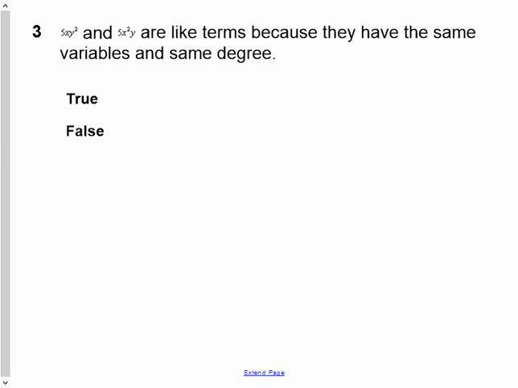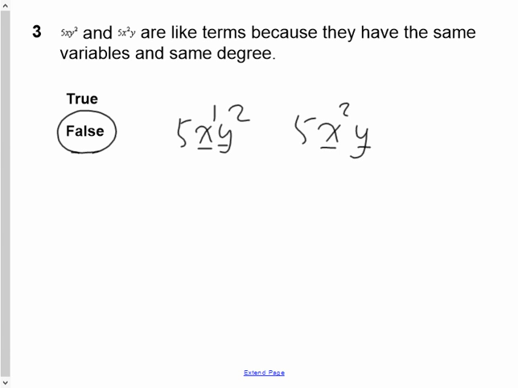Question 3 says 5xy squared and 5x squared y are like terms because they have the same variables and the same degree. That again is false. In order for these two terms to be the same, they have to have the same variables, which x and y are. But this is an exponent of 1, this is an exponent of 1. So in order for them to be like terms, you would have to have the exponents be the same. So those would be like terms. And if I made this -3, those are like terms, and if I was to add them, for example, they would simplify into those two.